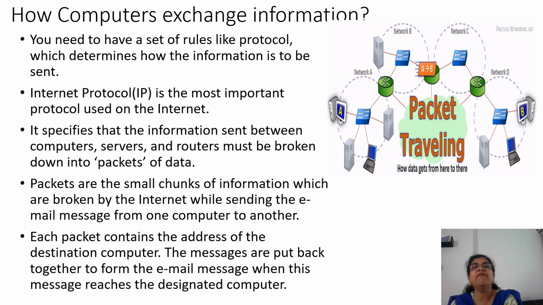Internet, yeah, you need to have a set of rules, like a protocol, which determines how the information is to be sent. Internet protocol IP is the most important protocol used on the internet. It specifies that the information sent between computers, servers and routers must be broken down into packets of data. Remember this word. Packets are the small chunks of information which are broken by the internet while sending the email message from one computer to another. Each packet contains the address of the destination computer. The messages are put back together to form the email message.